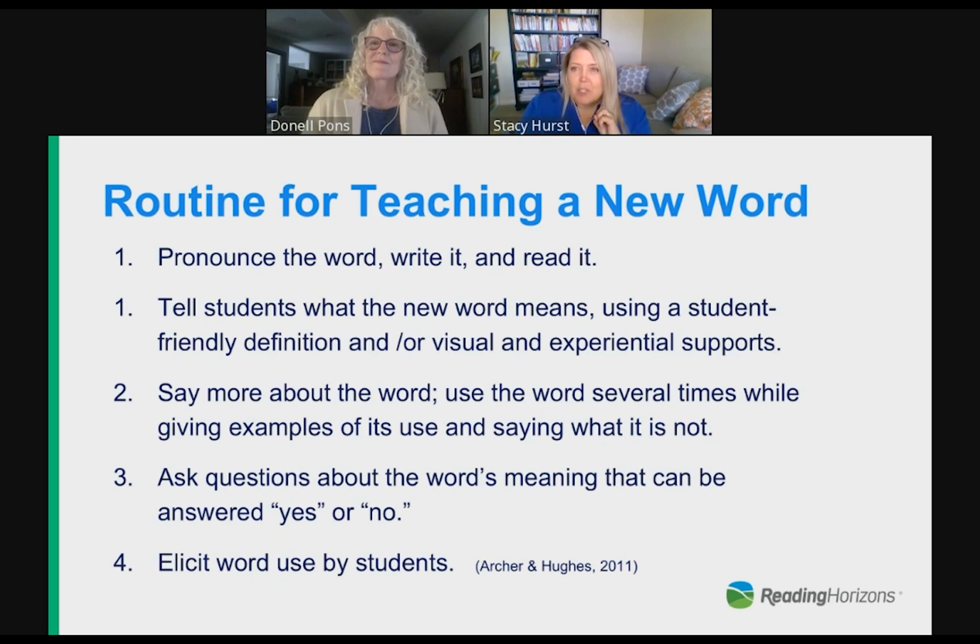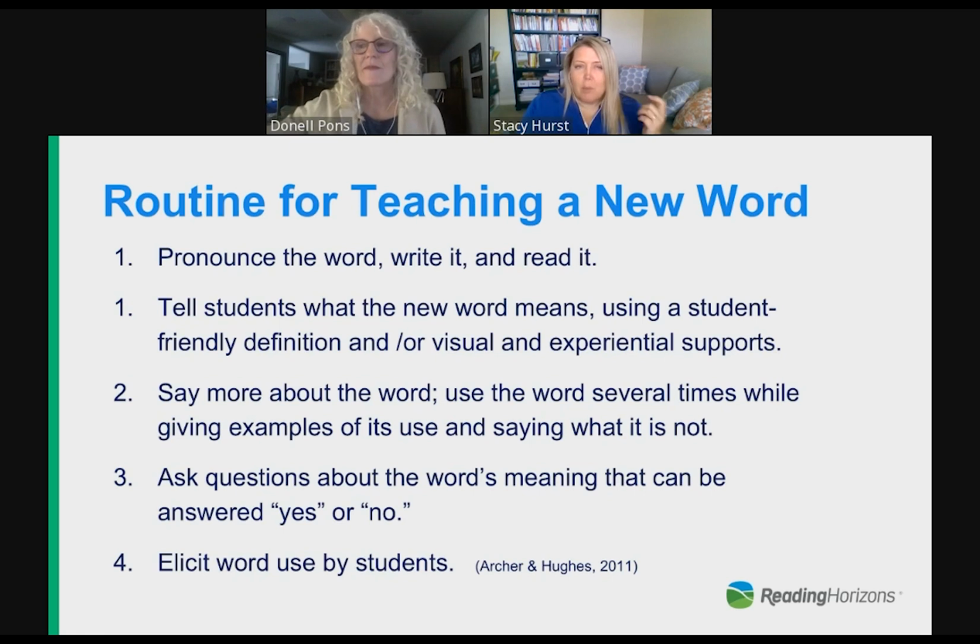So it's got 4 steps. Fantastic. But I'm going to take us through this with a word that I actually got, word of the day from dictionary.com a few weeks ago that took me by surprise. So we're going to learn a new word. But this is the routine. You pronounce the word, you write it, you read it.